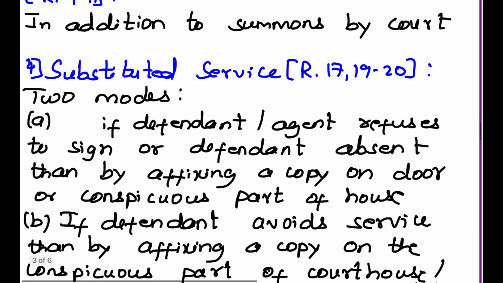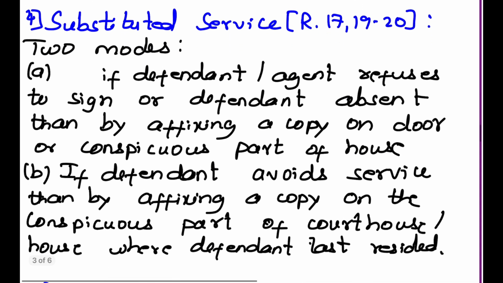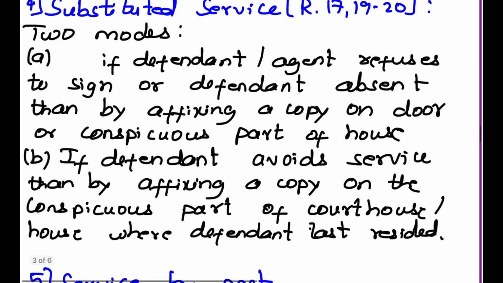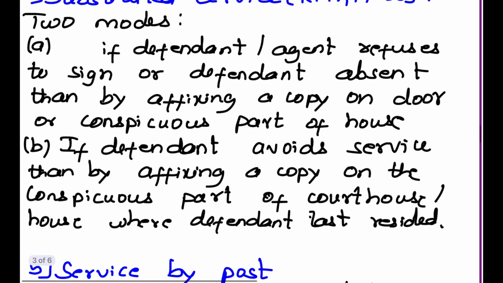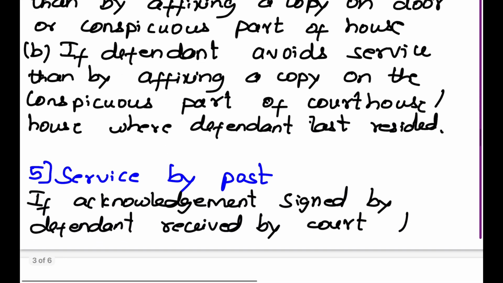The next type is substituted service. What if the defendant is nowhere to be found? If the defendant or agent refuses to sign, or the defendant is absent, then the summons copy is affixed to the door of the house of the defendant or any conspicuous part of the house. And if the defendant is purposely trying to avoid service of the summons, then the summons copy is affixed to the courthouse or to the house of the defendant.